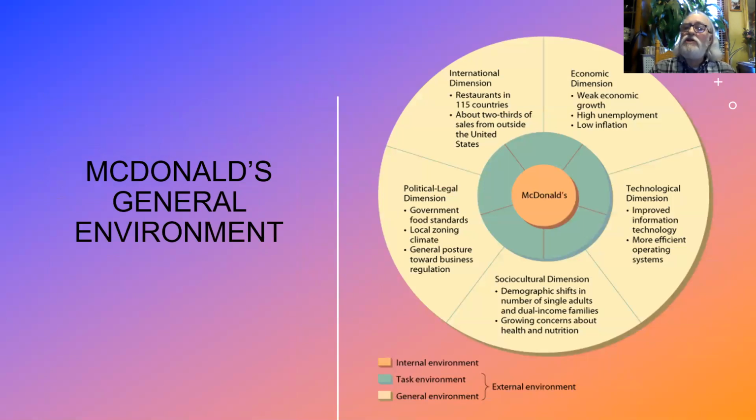So here, let's have an example. Let's just take a look real quickly at McDonald's general environment and something that we can really relate to. So first, the economic dimension. Well, when people don't have money to spend, business really suffers. Weak economic growth is in the economic dimension, and that will affect not only McDonald's, but so many different businesses.